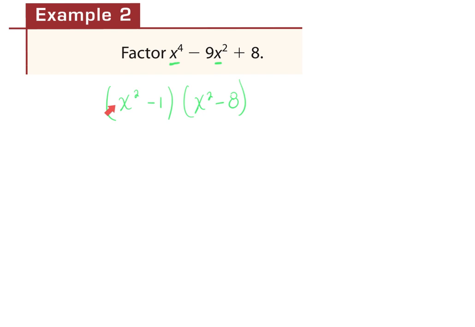What's the square root of x squared? What's the square root of 1? 1. So I'm just going to say x plus 1, x minus 1. This is already as factored as we can get it. So that is my factored completely right there.